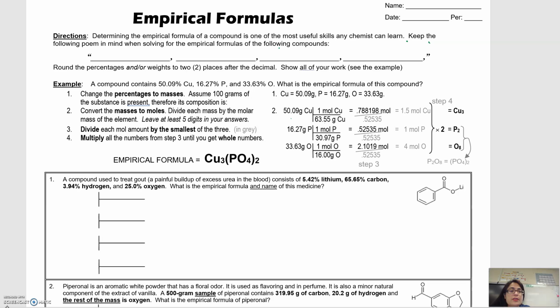The first thing is percent to mass. So if you're given percents, you're going to convert or write them down as mass, okay? And this is empirical formula, and what it is, it's the most reduced formula, okay?